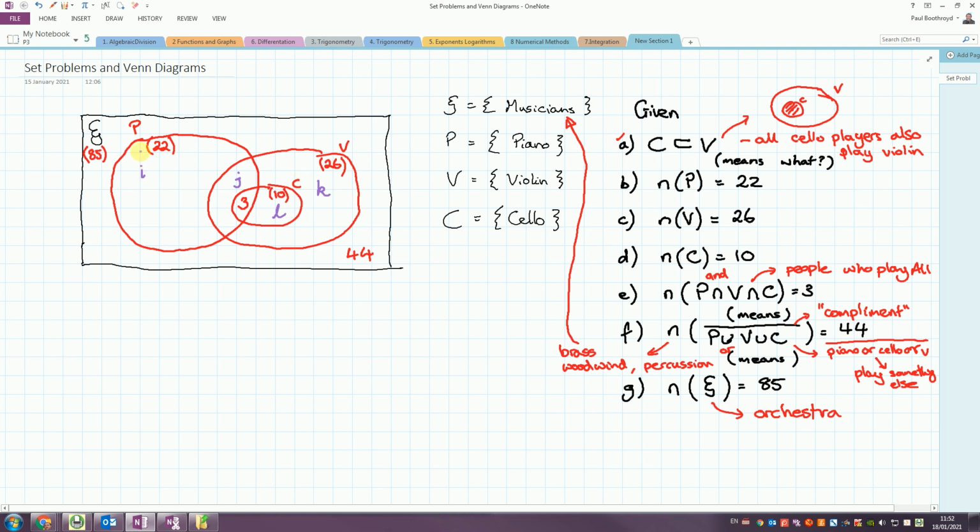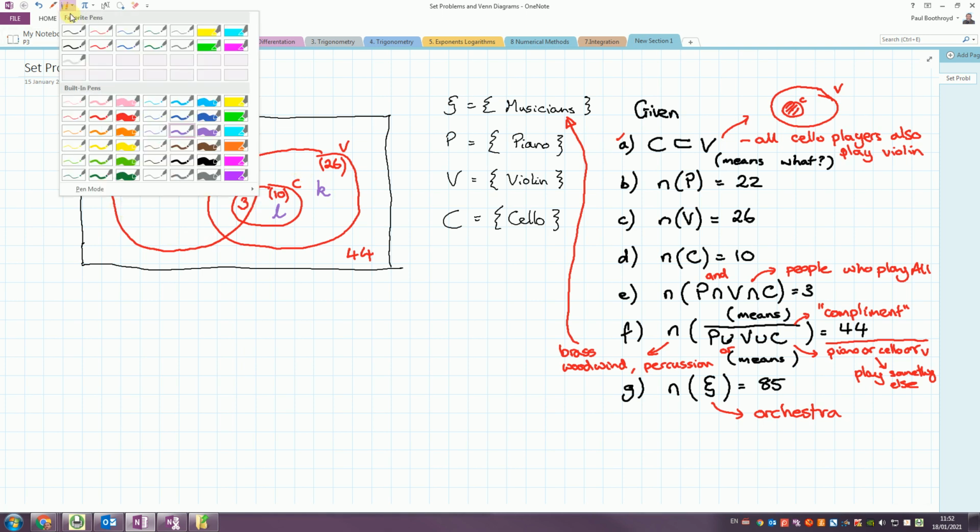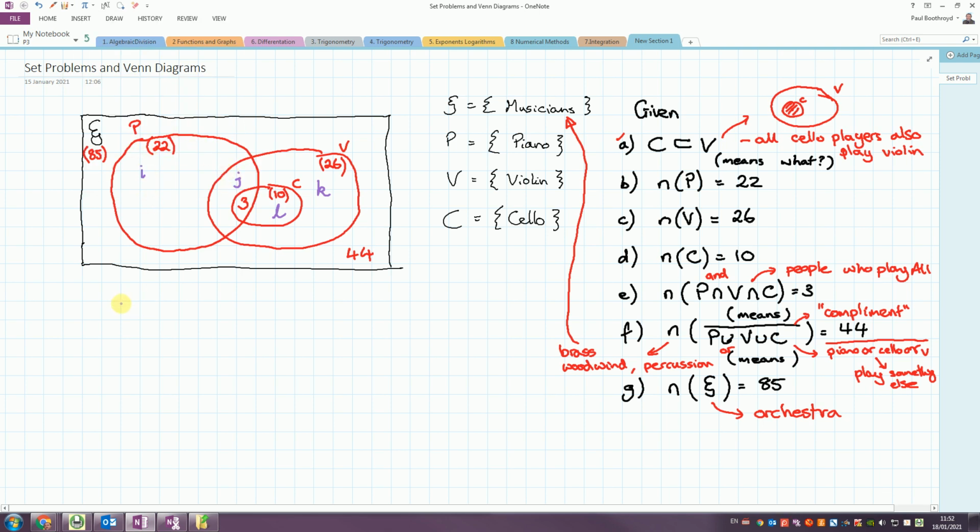So what I can do now is look at this region P and write an equation for it. I will do it in purple. The region P tells me there are 22 people and it's made up of I plus J plus the 3. And that tells me I plus J must equal 19. Go to another region, we know 26 round here. So V tells me 26 in total, and that is made up of J, K, L, and 3. So we know J plus K plus L is 23.